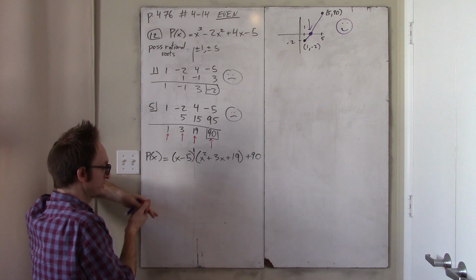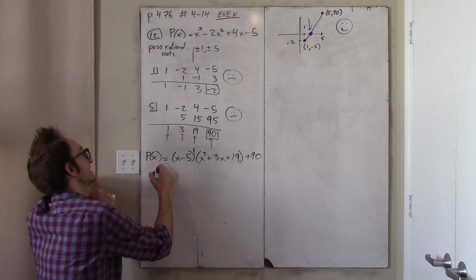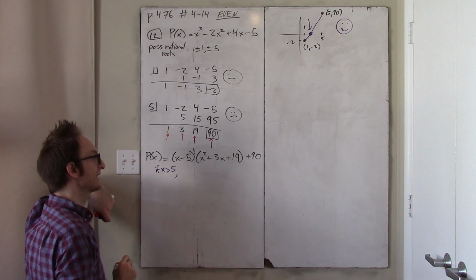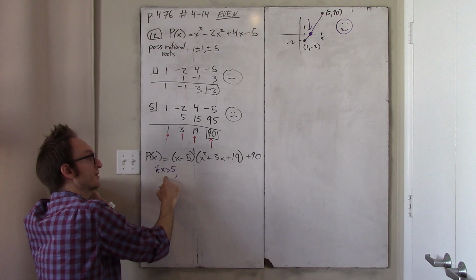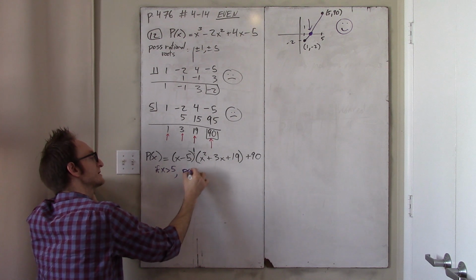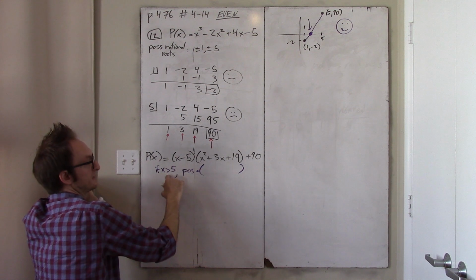Well, now I'm going to prove the claim I just made. The claim is that if x is greater than 5, well, let's finish that sentence. If you plug a number bigger than 5 into x minus 5, of course you get something positive. What can I say about x squared if x is bigger than 5?